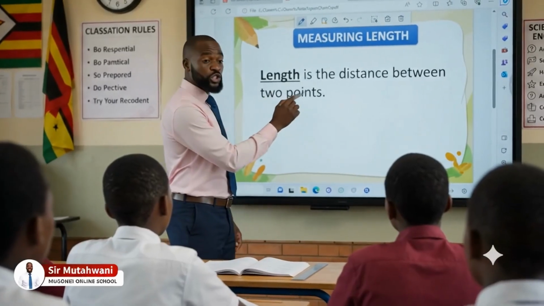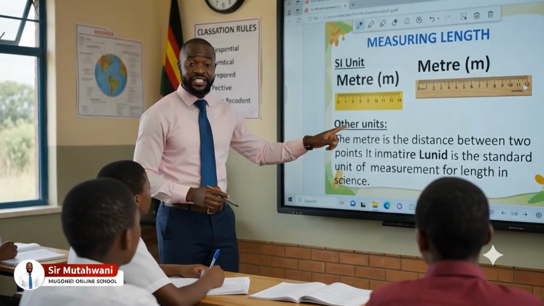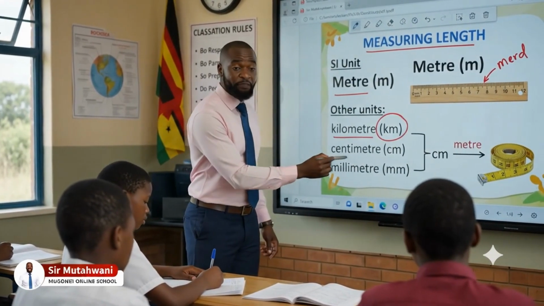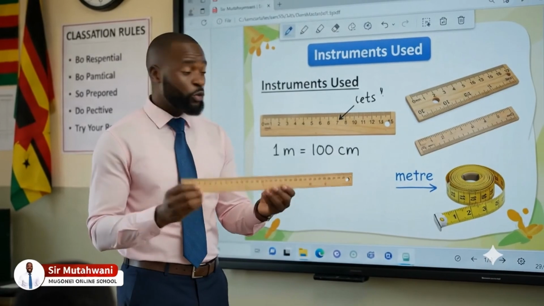Length is the distance between 2 points. Its standard SI unit is the meter. We also use kilometers and millimeters. Typical instruments are the meter rule and measuring tape, 100 centimeters.